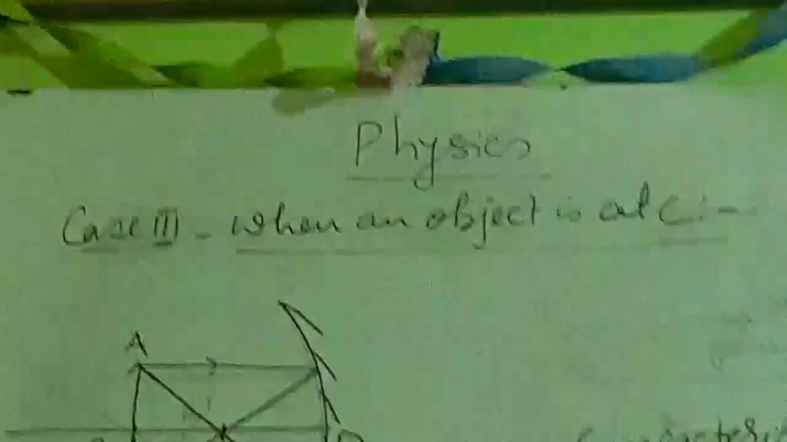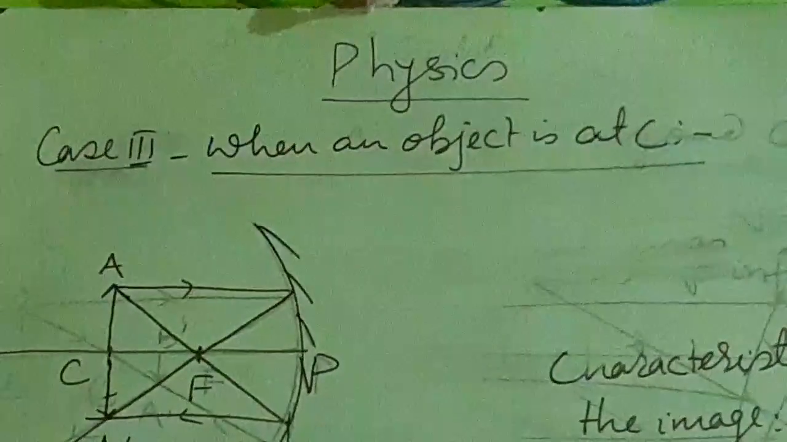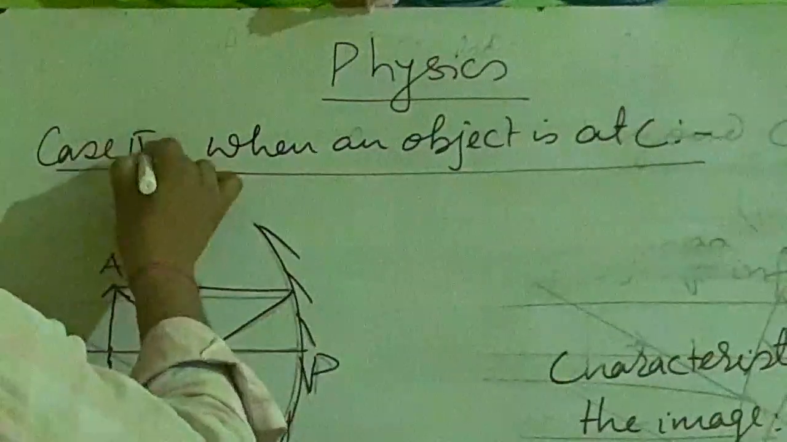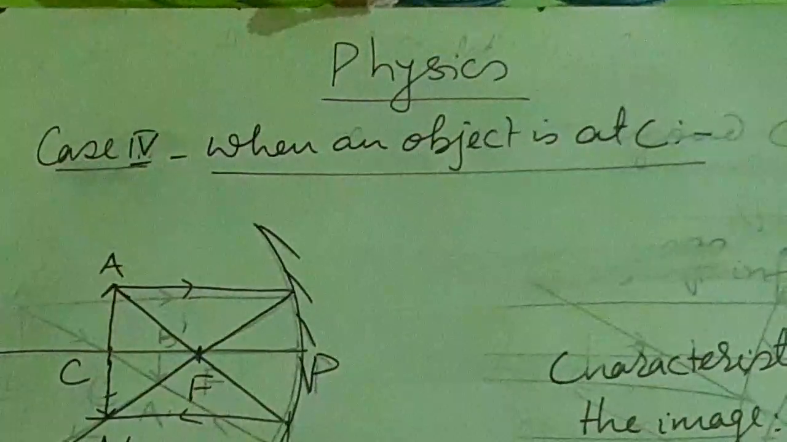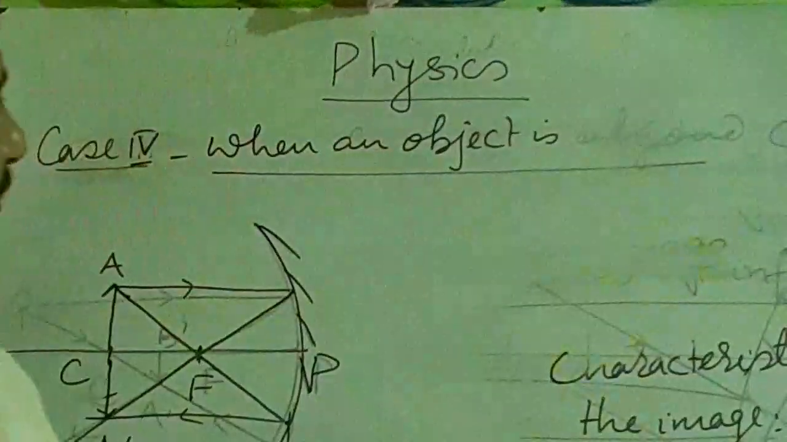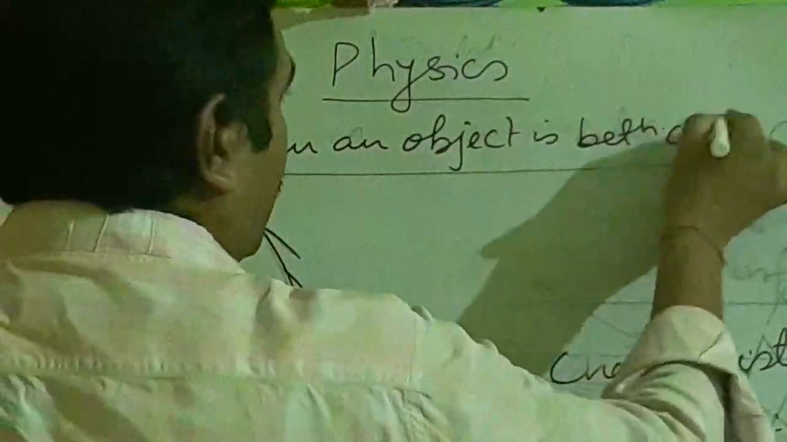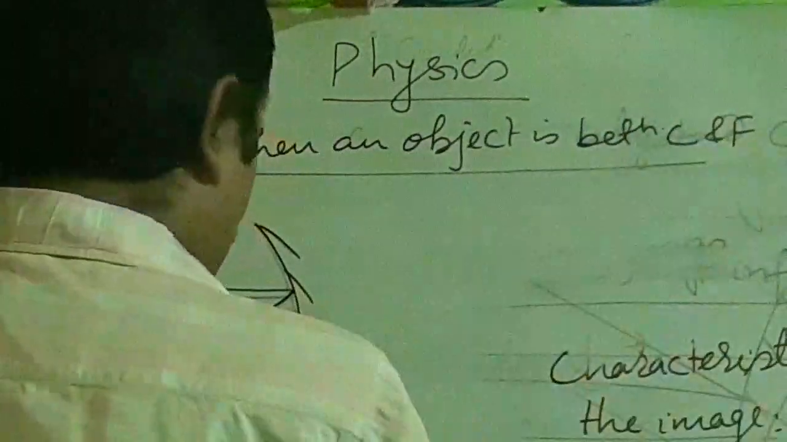After that, you have to know about case 4. You see case 4. When an object is between C and F, then what will happen?